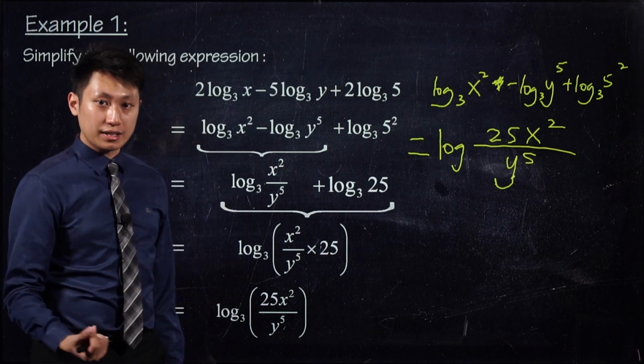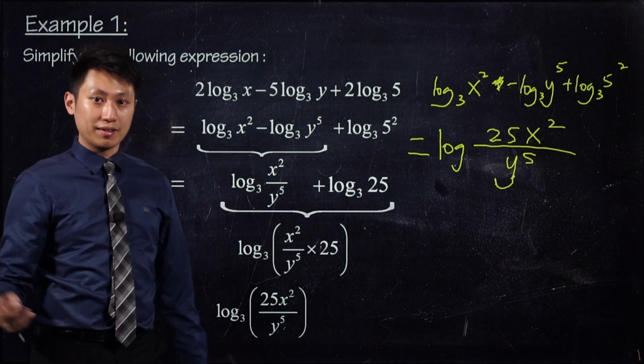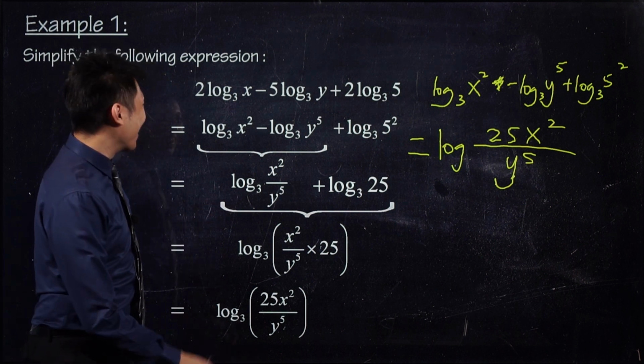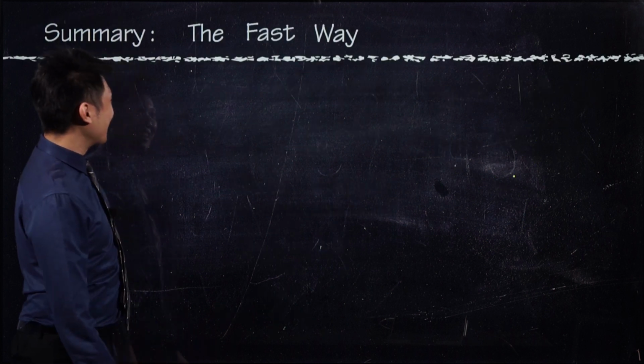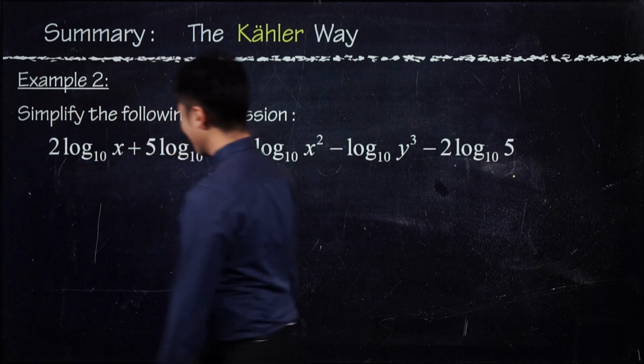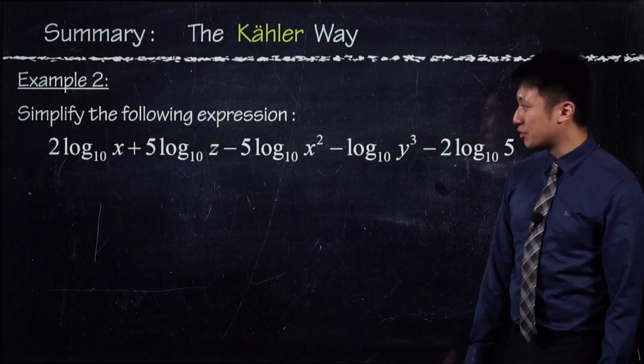Okay, try to do it yourself in this way, the fast way, the Kayla way. Okay, I don't want to name it this way because it's not very proud also. Okay, so the fast way, the Kayla way. Alright, so let's do this one. Okay, let's do this one.